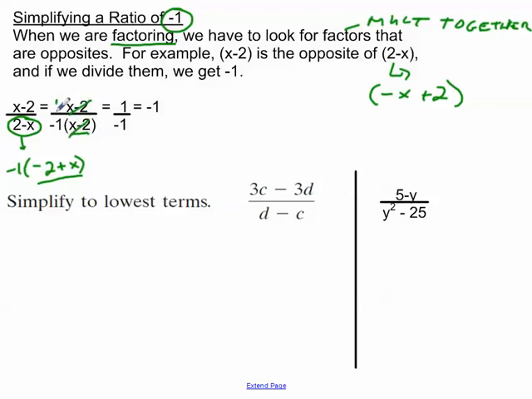We've got to remember that we've got 1 times all this stuff up here, and that 1 becomes a place marker right there. So the x minus 2's cancel out. This becomes 1 over -1, which essentially becomes -1 then.